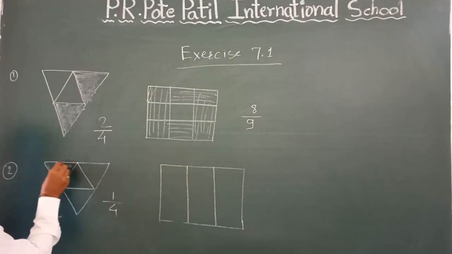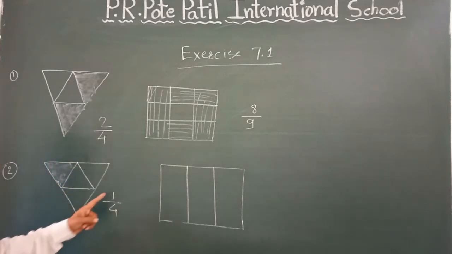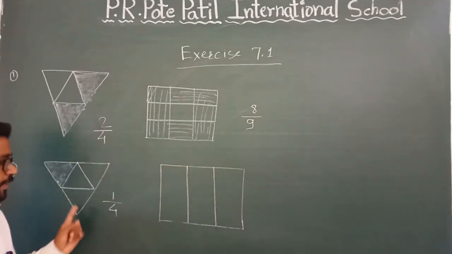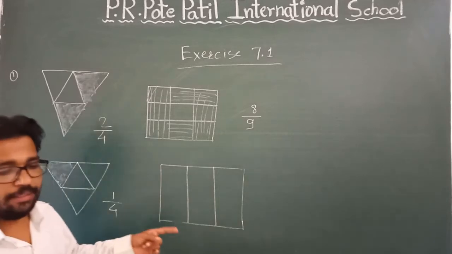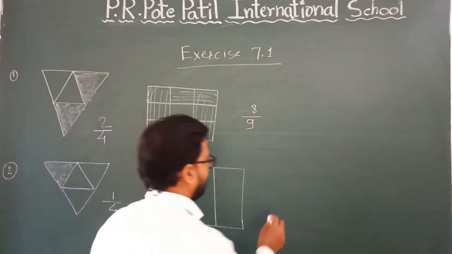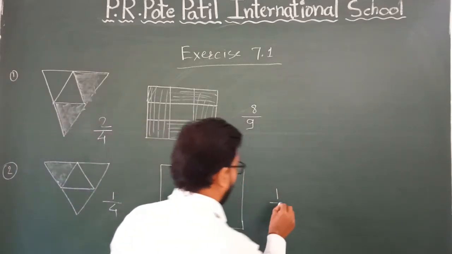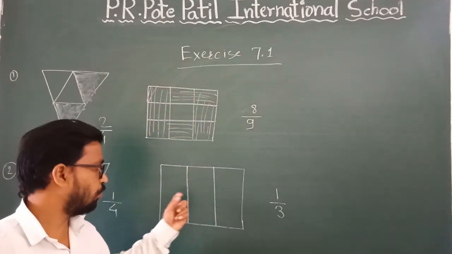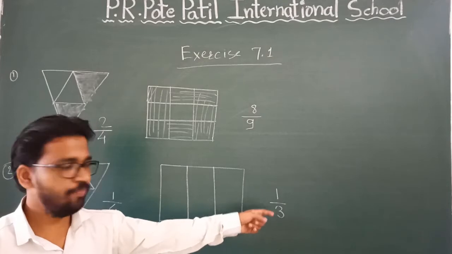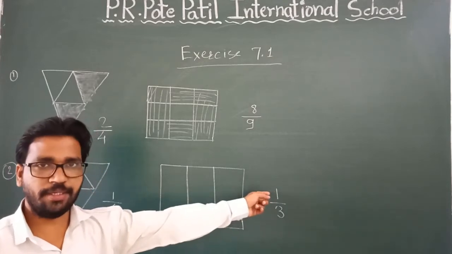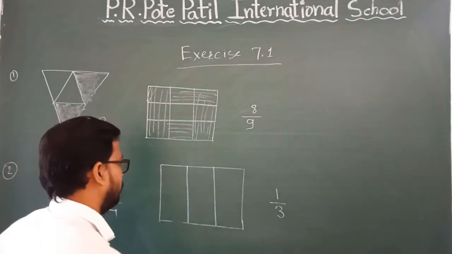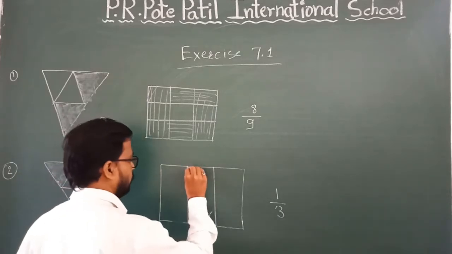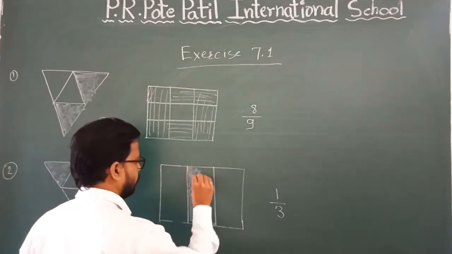So I shaded here. So it is 1/4, 1/4 part is shaded. In this diagram, we have to shade 1/3 part. 1/3 means how many parts are there? Total parts are 3. And from those 3 parts, we have to shade one part. So I shaded this one.